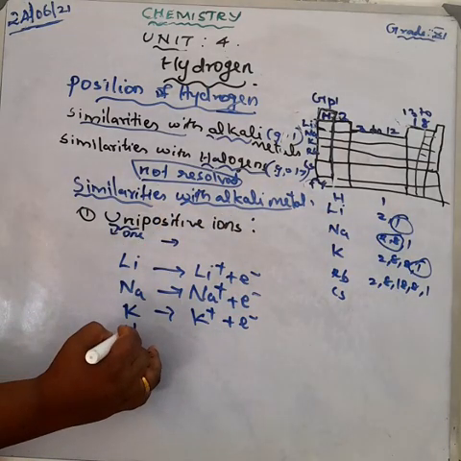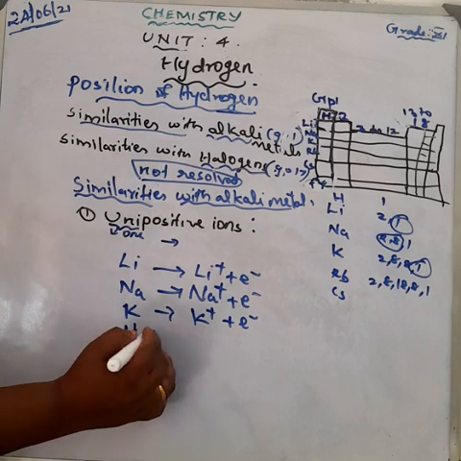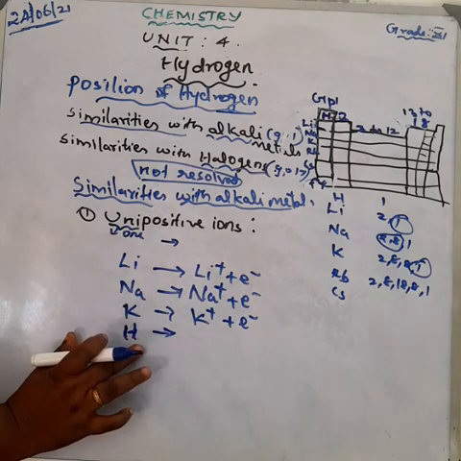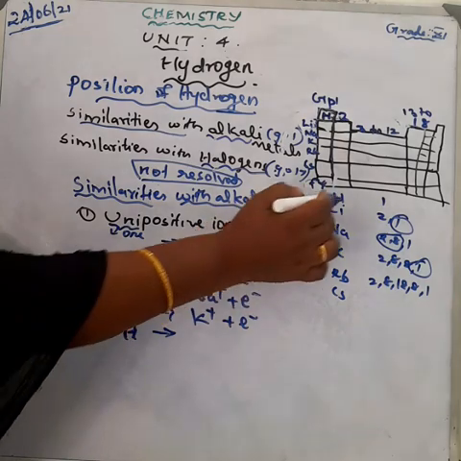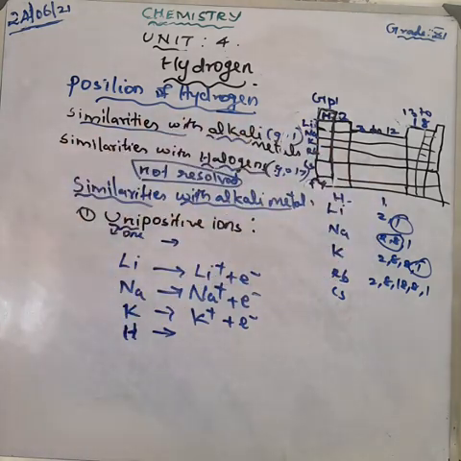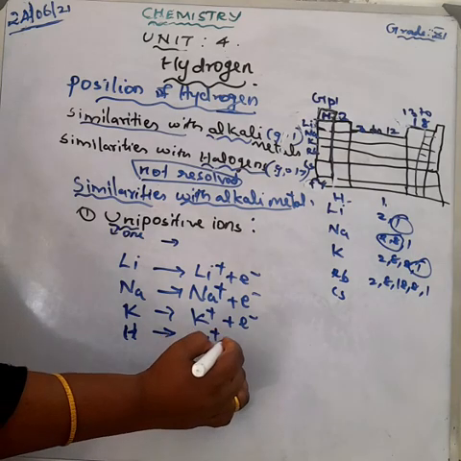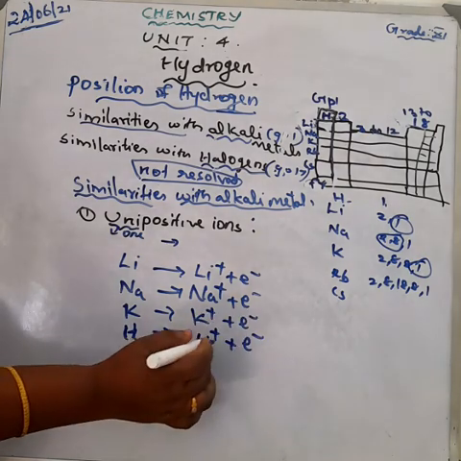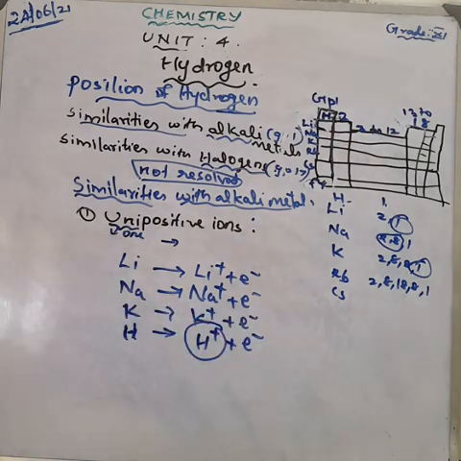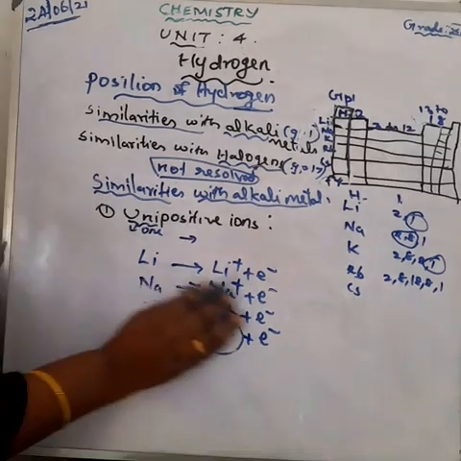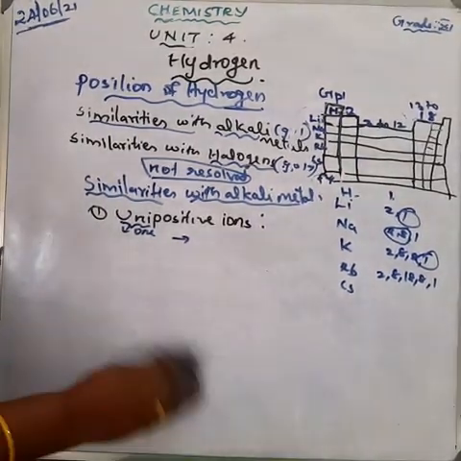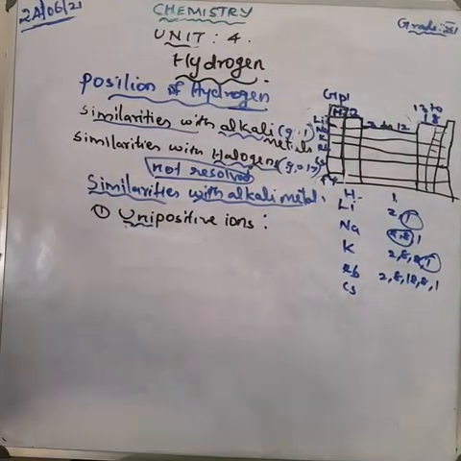Like that, hydrogen also has one electron. The hydrogen atom has only one electron, so it tries to lose this one electron to form the hydrogen ion. This is the first similarity. What is the second similarity with the alkali metals?